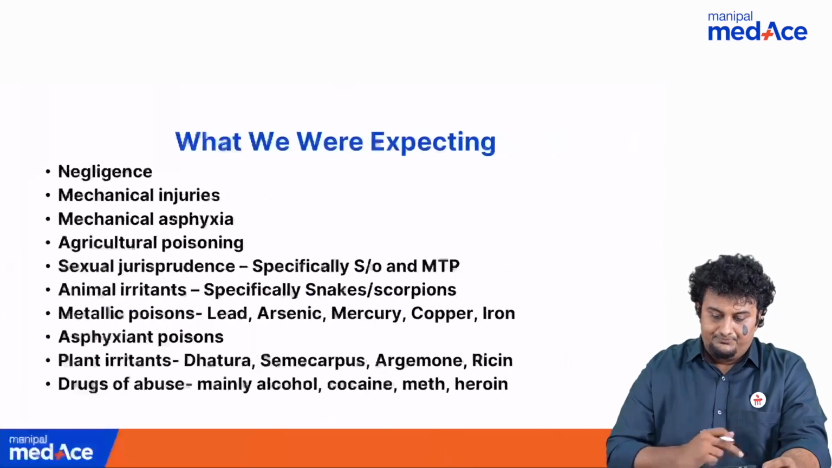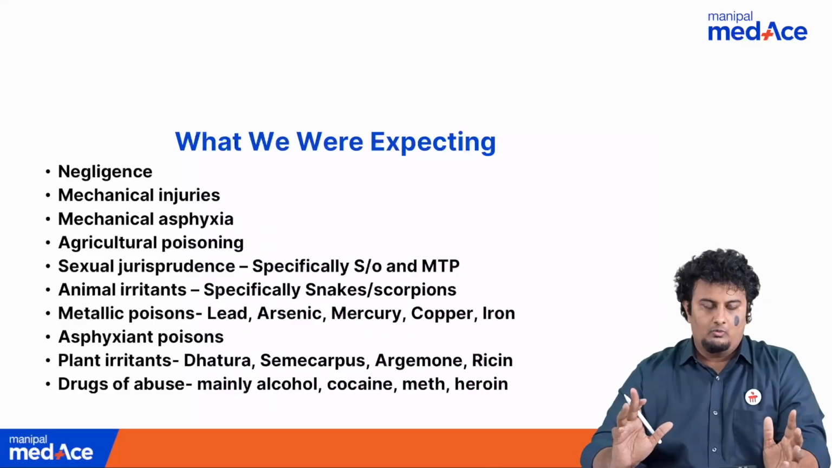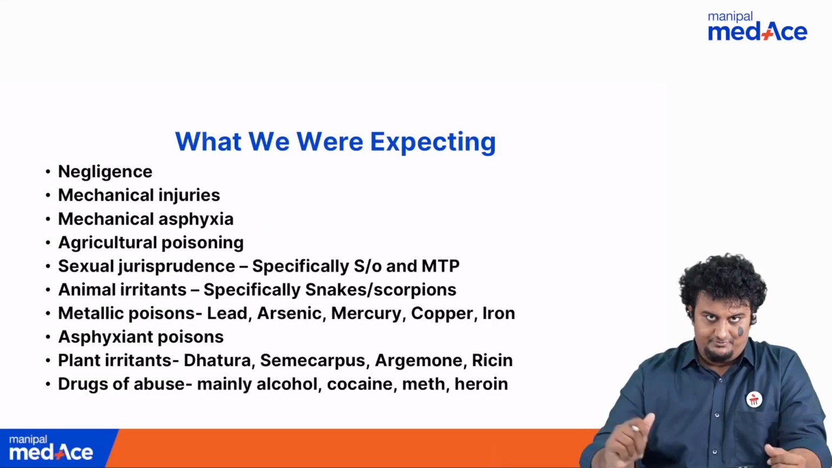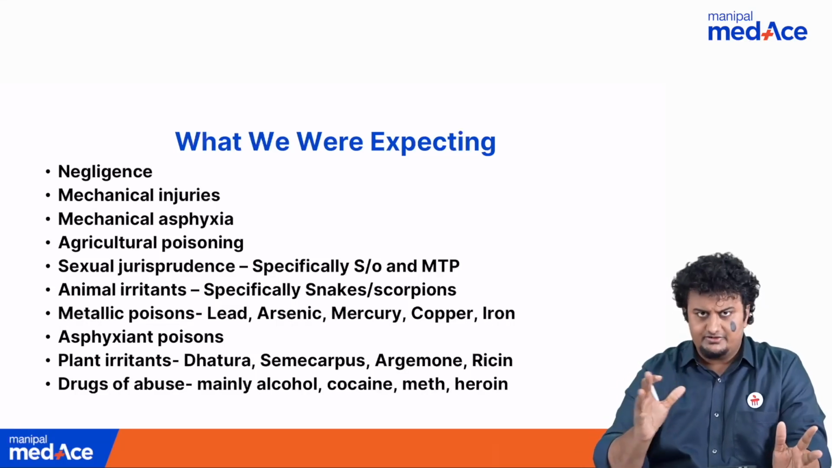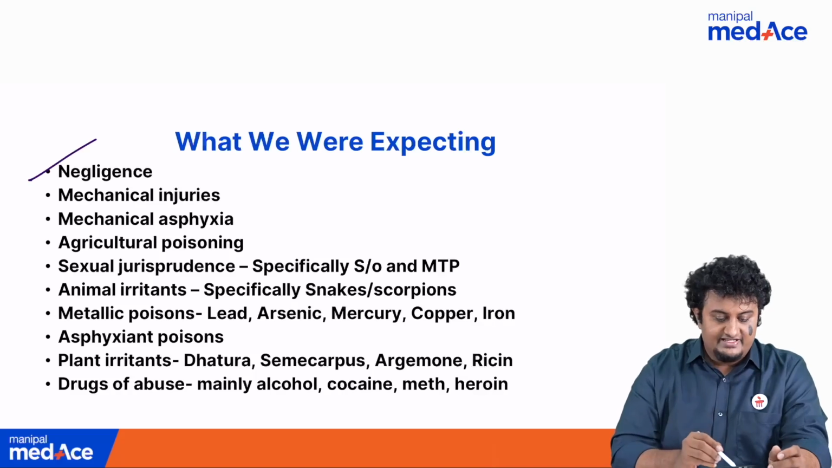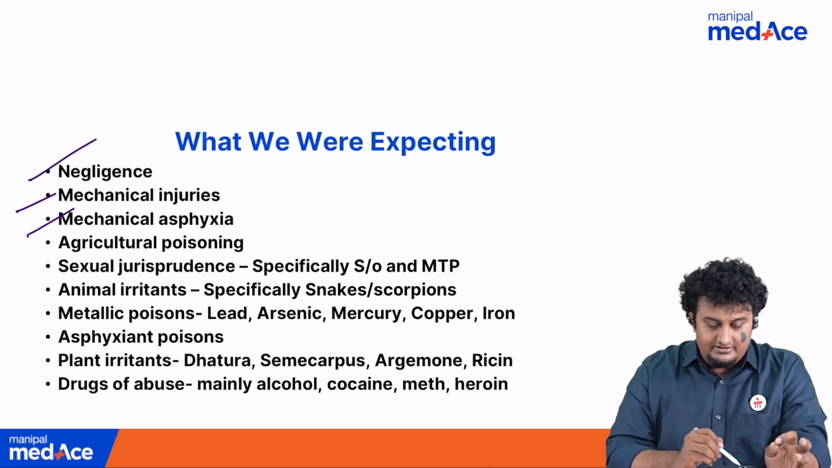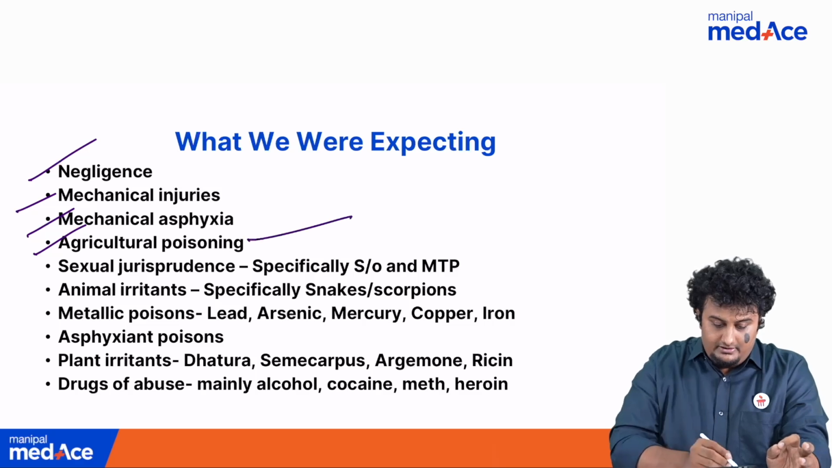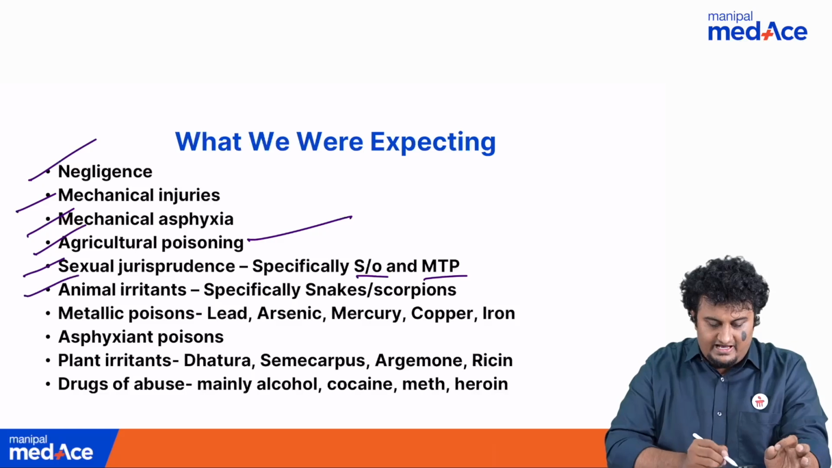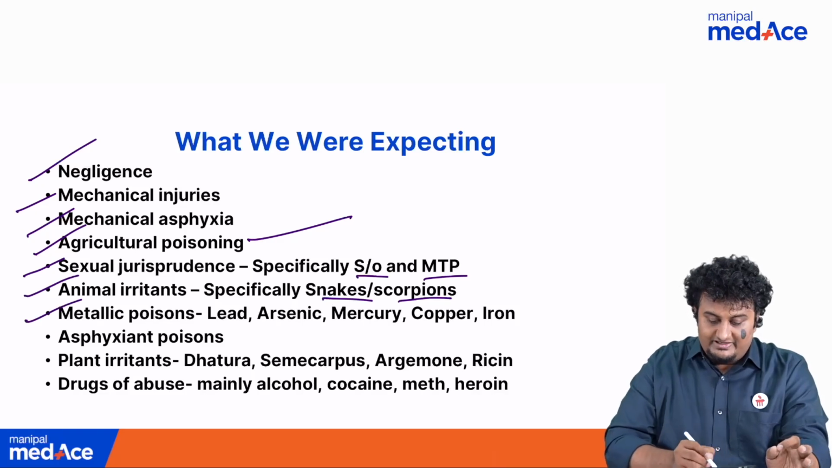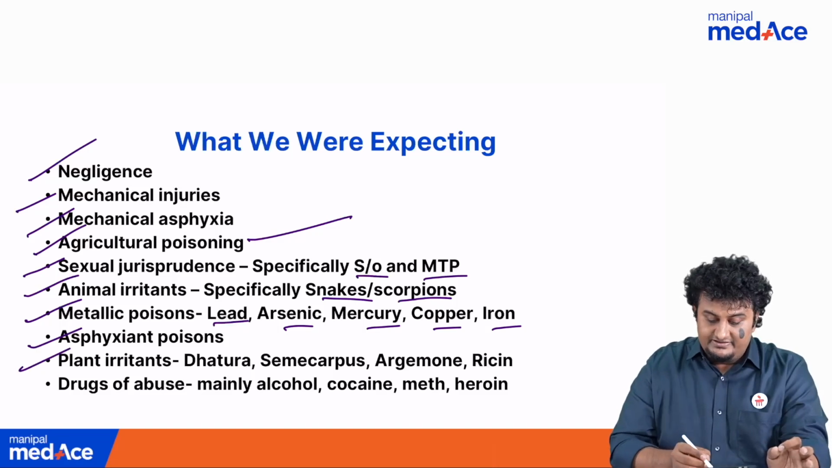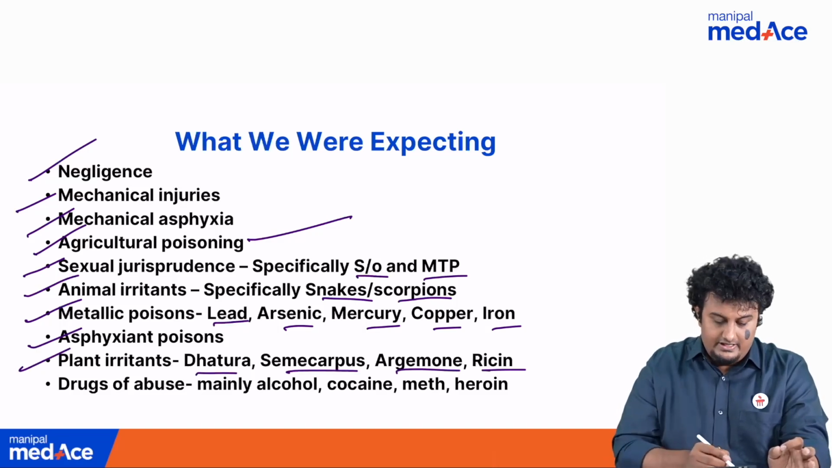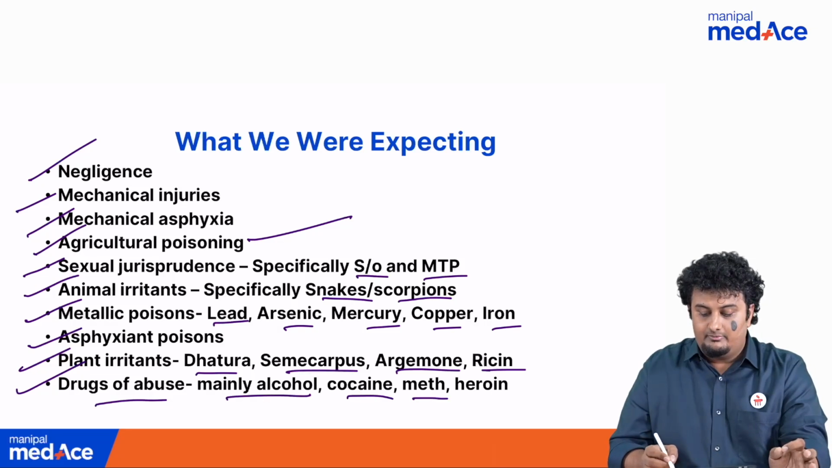Okay. Now, what were we expecting from our side as people who are coaching you for your NEET and INICET PG? We expected topics with respect to INICET mainly to deal with things like negligence, mechanical injuries, mechanical asphyxia, agricultural poisoning, and sexual jurisprudence, specifically sexual offenses and medical termination of pregnancy, animal irritants, specifically snakes and scorpions, metallic poisons such as lead, arsenic, mercury, copper, iron, asphyxiant poisons, plant irritants such as datura, semicarpus, argemone, and ricin, and drugs of abuse, mainly alcohol, cocaine, meth, and heroin.